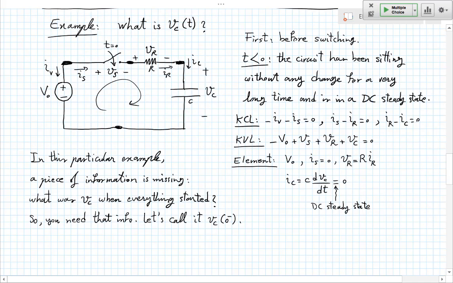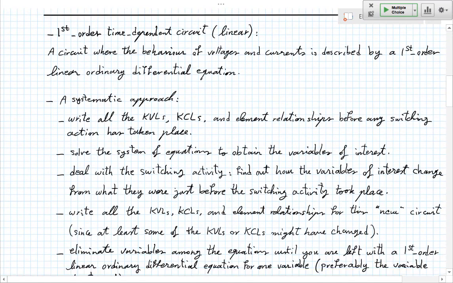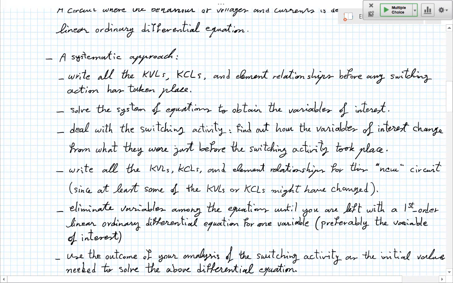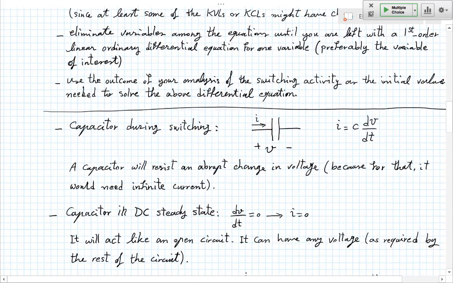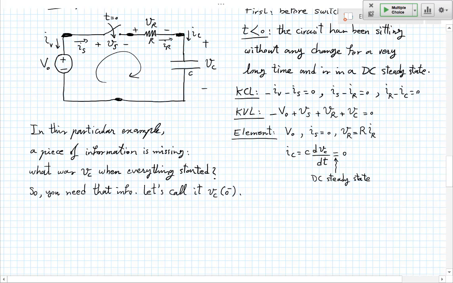So our next step, if we follow what we set up here: we've gone through the first step. We analyzed the circuit before 0 and solved the system of equations and saw how to deal with that. Now we are at this point, dealing with the switching activity, how things have changed going from 0 minus to 0 plus. Let's see what are the things that we know about each element. We know that the voltage source just applies V naught.